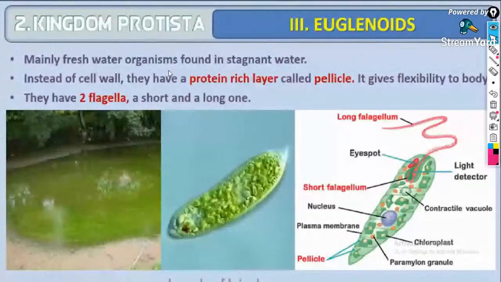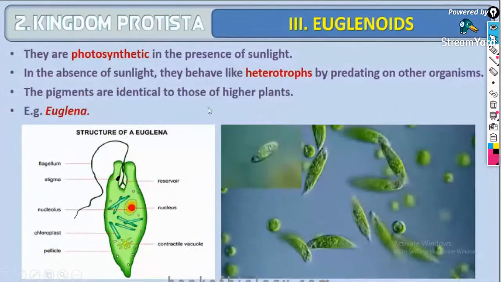Euglenoids. They are mainly freshwater organisms found in stagnant water. Instead of a cell wall, they have a protein-rich layer called pellicle. It gives flexibility to the body. They have two flagella, one short and the other long. They are photosynthetic in the presence of light. They behave like heterotrophs by predating on other organisms. That is, they show both autotrophic and heterotrophic nutrition. Therefore, we said that they show a mixotrophic mode of nutrition.